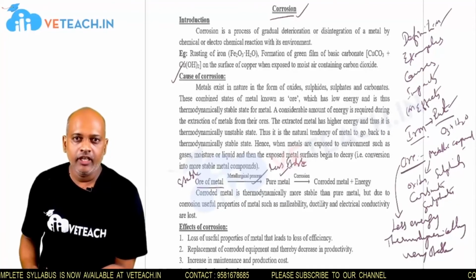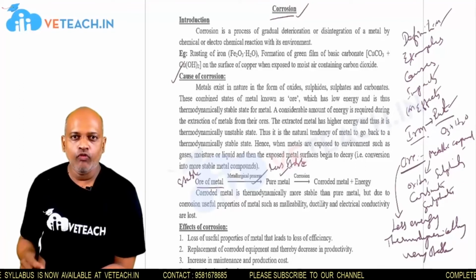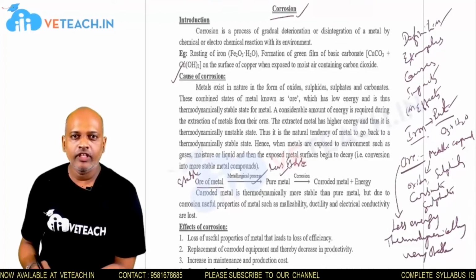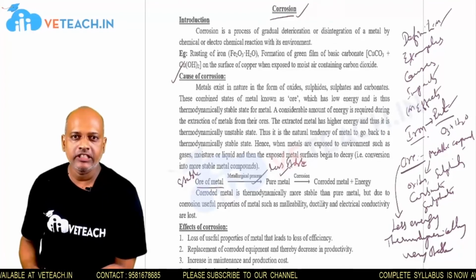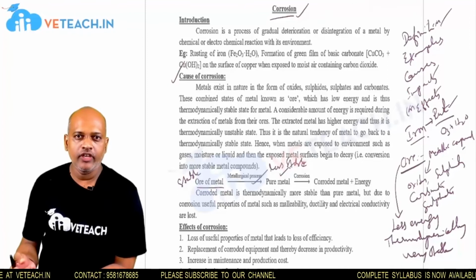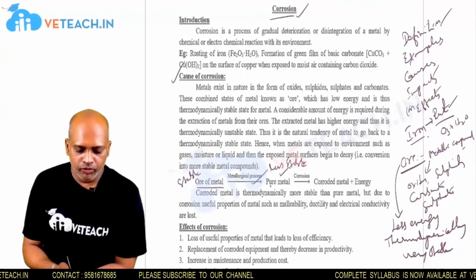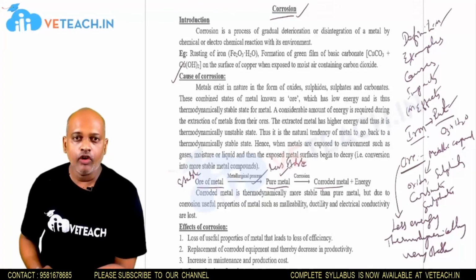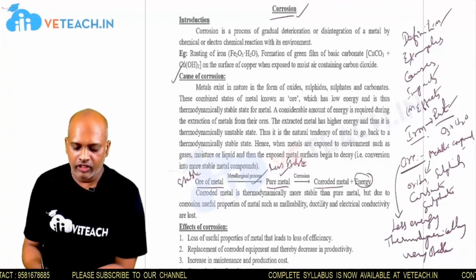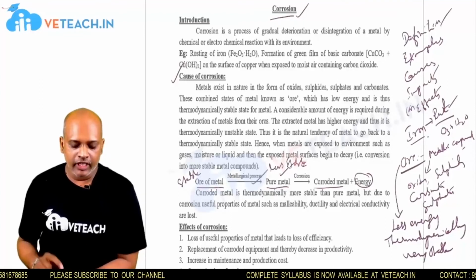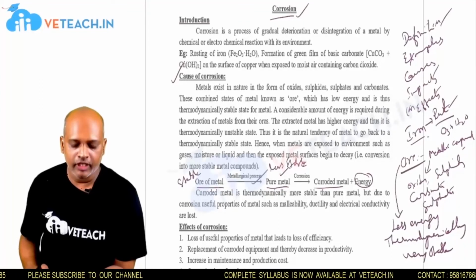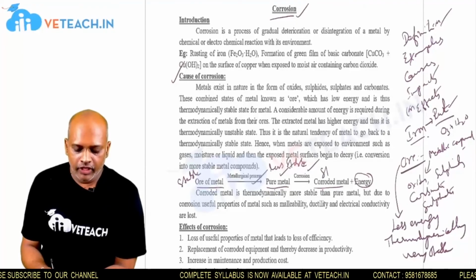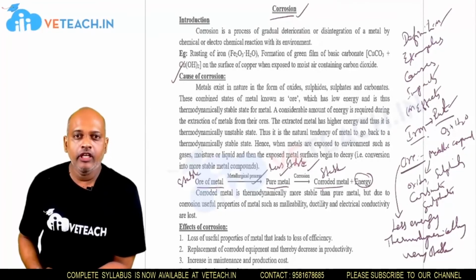Due to this instability, some of the metals in pure form also undergo corrosion by reacting with environmental compounds or gases like oxygen, sulfur, chlorides, etc. So these pure metals undergo corrosion and convert into corroded metal by loss of energy. Due to the loss of energy in the conversion of pure metal into corroded metal in the process of corrosion, the corroded metal will again be thermodynamically very stable.